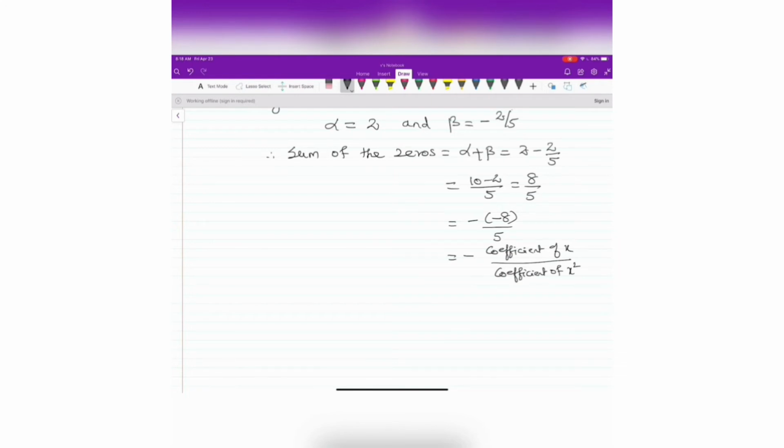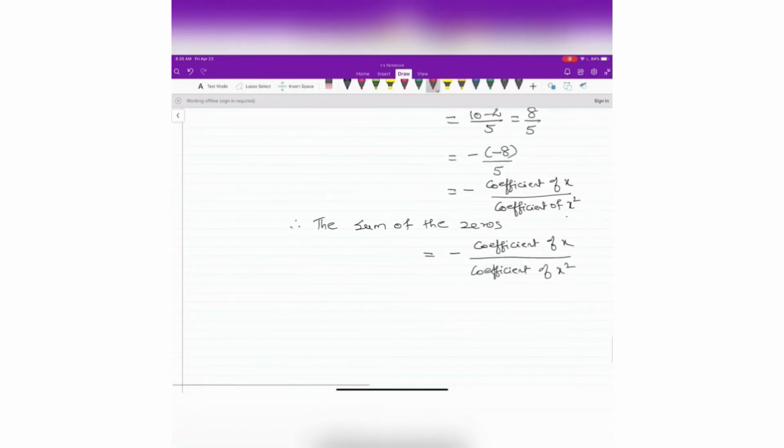So we have verified that sum of the zeros is equal to minus coefficient of x by coefficient of x square. Therefore, the sum of the zeros is equal to minus coefficient of x by coefficient of x square. Let me name the result what we have verified here as 1.